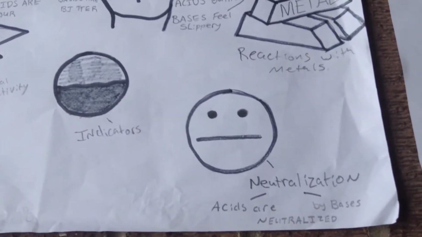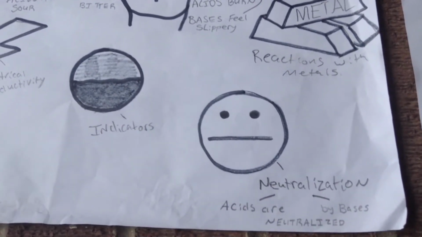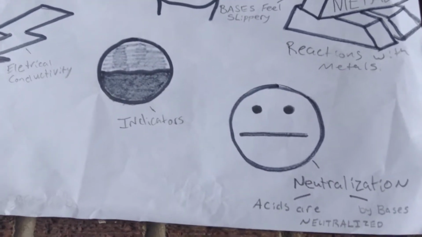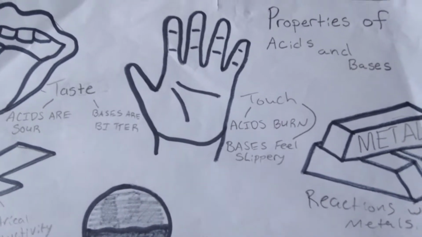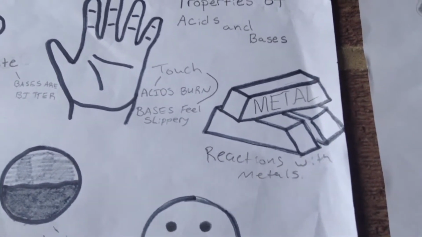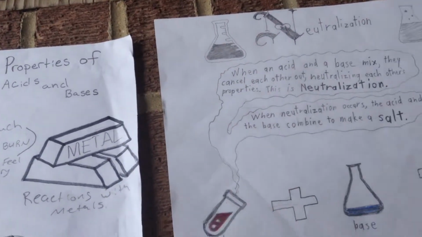Neutralization. Acids are neutralized by the bases. That's why they're often used to counteract each other, because they give the hydrogens to the other, canceling out the actions. Touch. Acids burn, while bases feel very slippery, and in reactions with metal, acids will corrode the metals, while bases won't have much of a reaction at all.